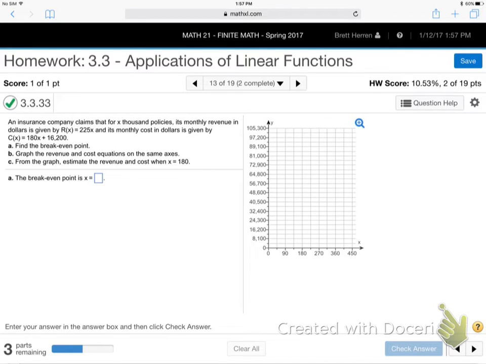All right, so find the break-even point. What does that mean, break-even point? They're going to ask us this a lot.